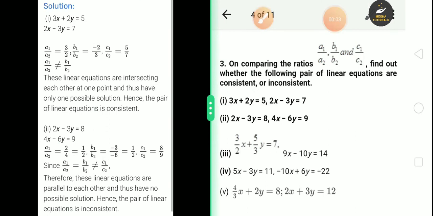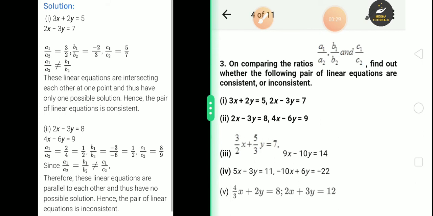Question 3. On comparing the ratios a1 upon a2, b1 upon b2 and c1 upon c2, find out whether the following pair of linear equations are consistent or inconsistent. Consistent means we should get the solution. It means lines should be intersecting or coincident lines. And inconsistent means we will not get the solution. It means it is the case of parallel lines. Okay. So let's start with question 1.